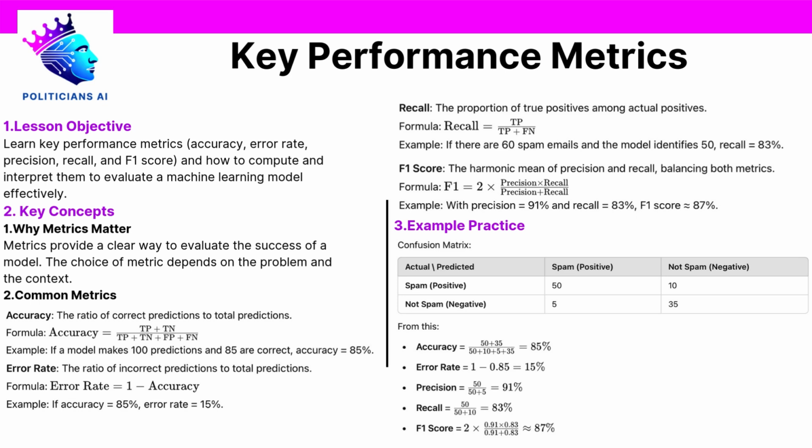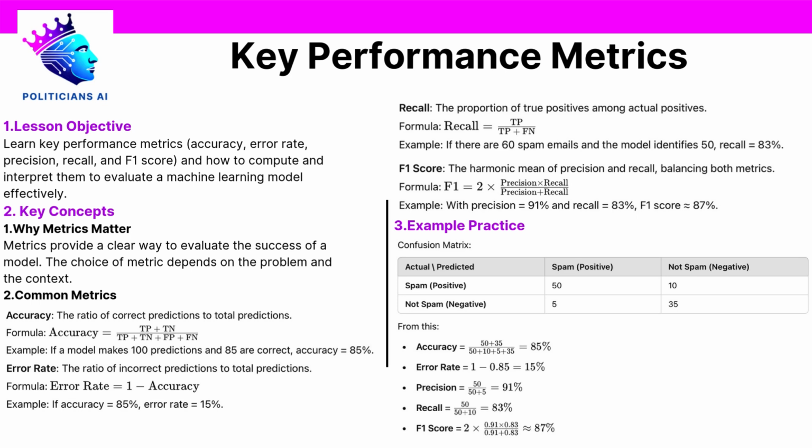Finally, we come to the F1 score, which is a way of combining precision and recall into a single metric. The F1 score is the harmonic mean of precision and recall, which might sound complicated, but the idea is simple: it gives equal weight to both precision and recall, providing a balanced measure of your model's performance. If either precision or recall is very low, the F1 score will also be low, which makes it a useful metric for understanding trade-offs. For example, if your spam detector has high precision but low recall, the F1 score will reflect that imbalance, helping you identify areas for improvement.